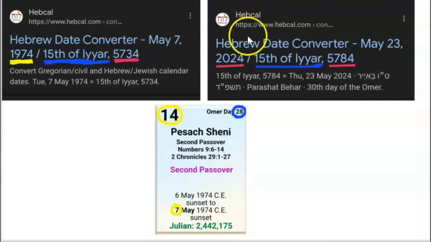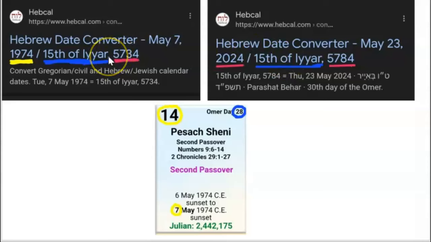Now, again, Hebcal, Hebrew date converter, May 23rd, 2024. So that is what the second Passover is. It is the 15th of Iyar 5784. And it's exactly 50 years. Now, according to the Hebrew calendar, I turned 50 on the second Passover. Absolutely incredible. Just like a jubilee.